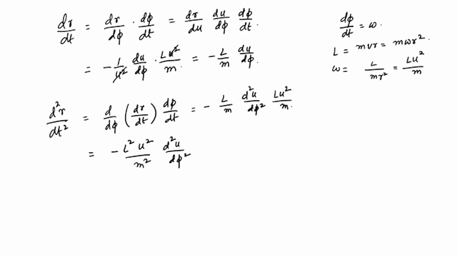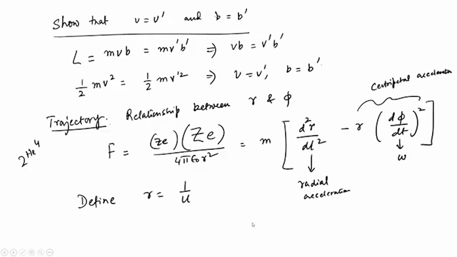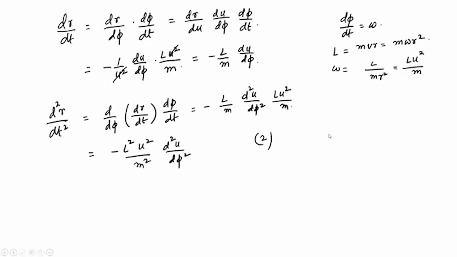So, if you put 2 in 1, that is this equation, and let us define the equation that we have written here as 1. So, now we have everything, we have a d2r dt 2, and you have d phi dt, which is nothing but omega. So, we can simply put 2 in 1, and what one gets is the following.